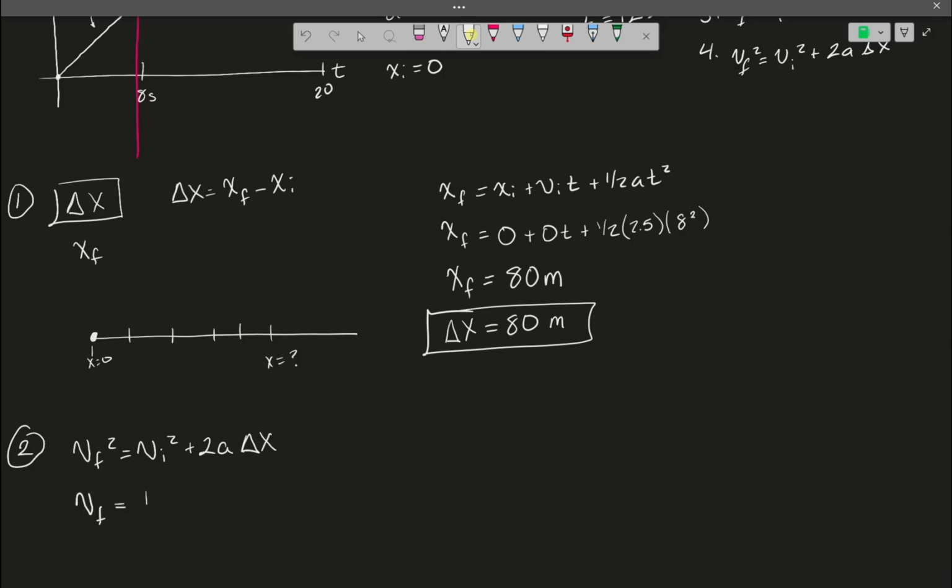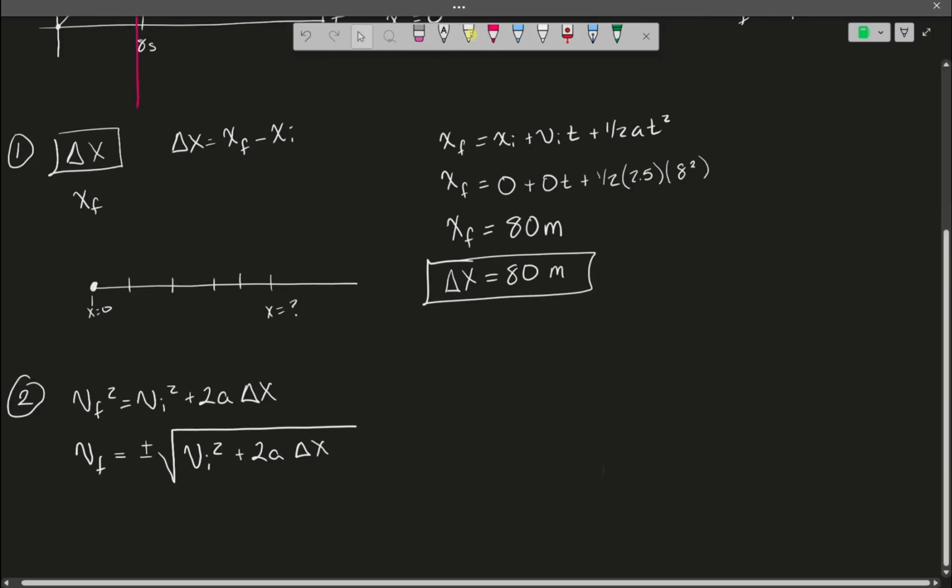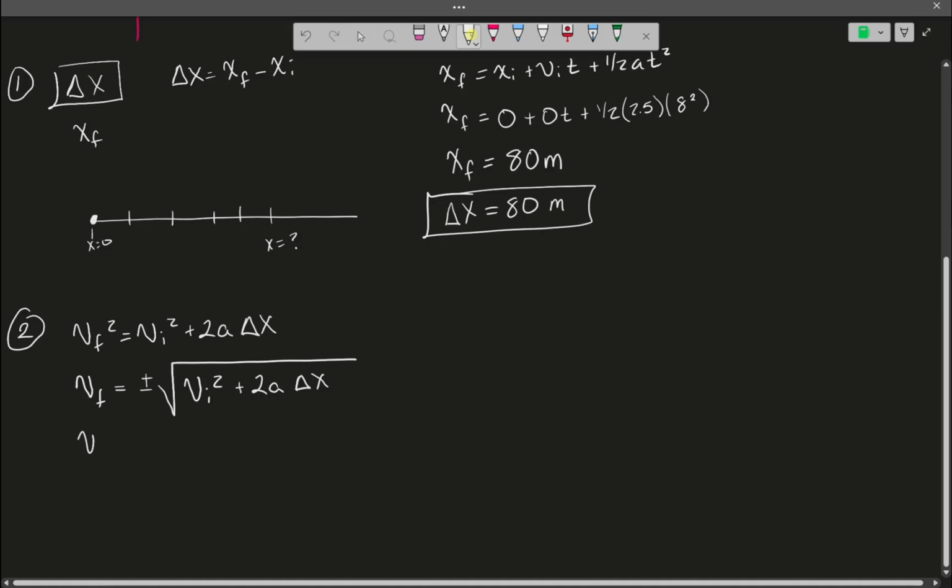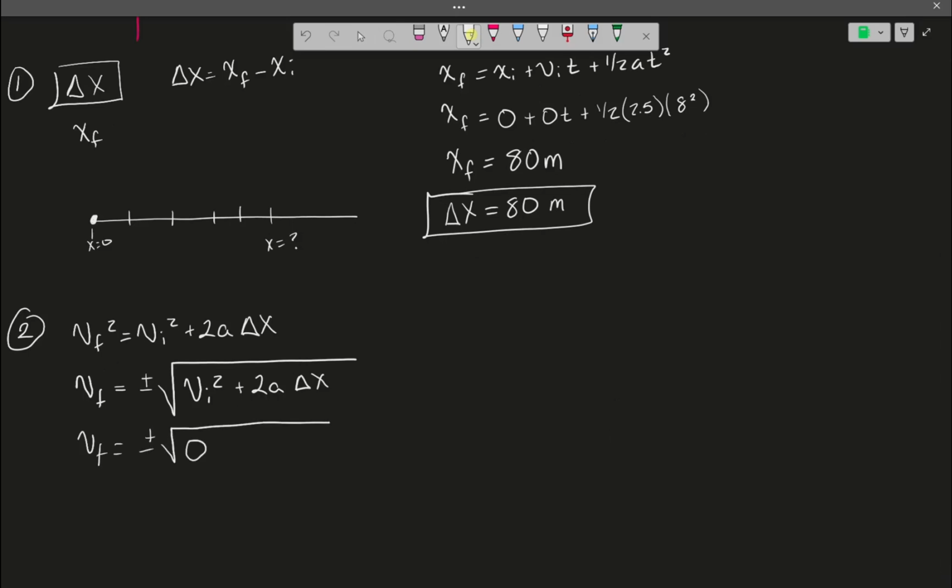Remember that when you take the square root of something, you have to do plus or minus the square root because either option is valid mathematically. We have to use our physics intuition to determine if it's going to be positive or negative. So I'm going to go ahead and plug in all these numbers. My initial velocity was 0 plus 2 times my acceleration, which was 2.5, times 80 meters, and I get that my final velocity is going to be plus or minus 20 meters per second.